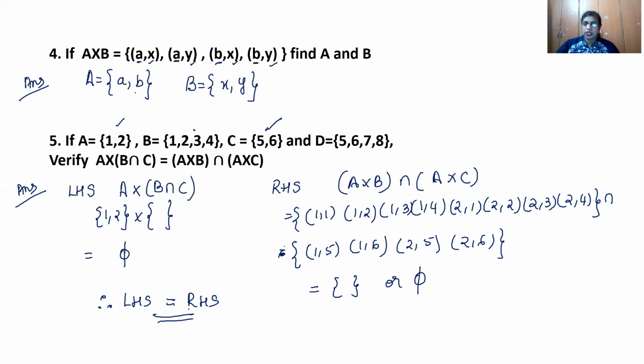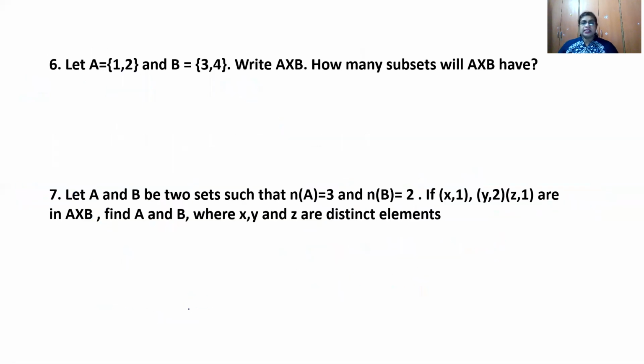We move on to the next question, question number 6. What is this sixth question telling us? Let A = {1, 2} and B = {3, 4}. The question tells me first to write A cross B, then after you write A cross B, find how many subsets it will have. First let us write in the answer what A cross B is. Start with the first element: (1,3), (1,4).